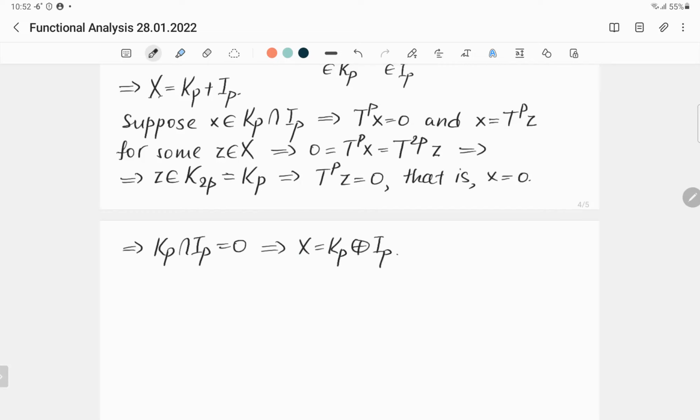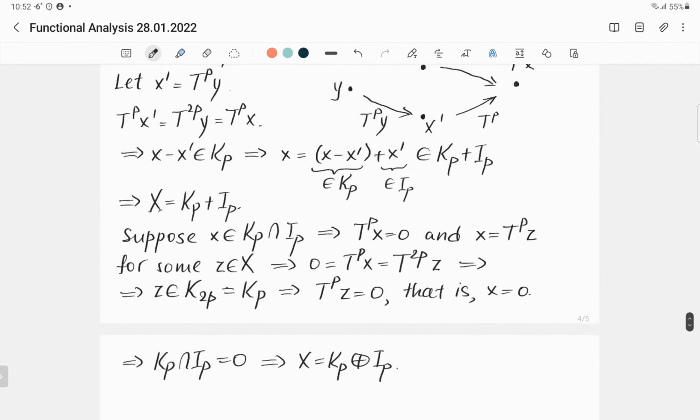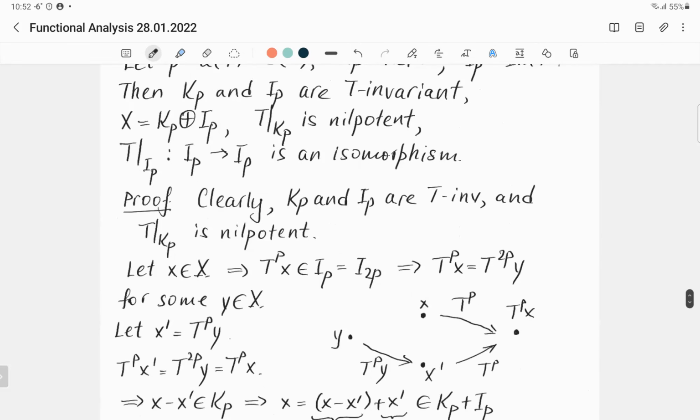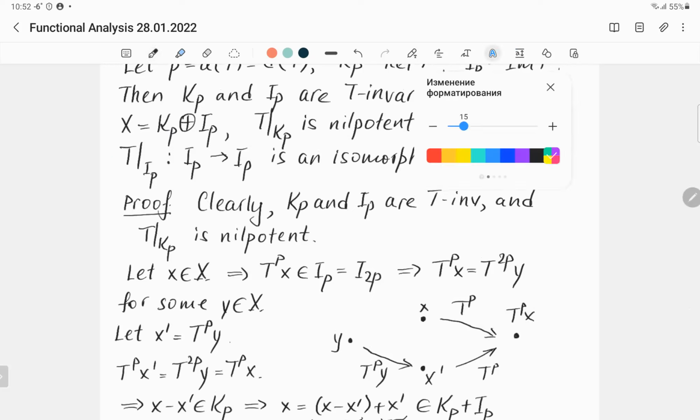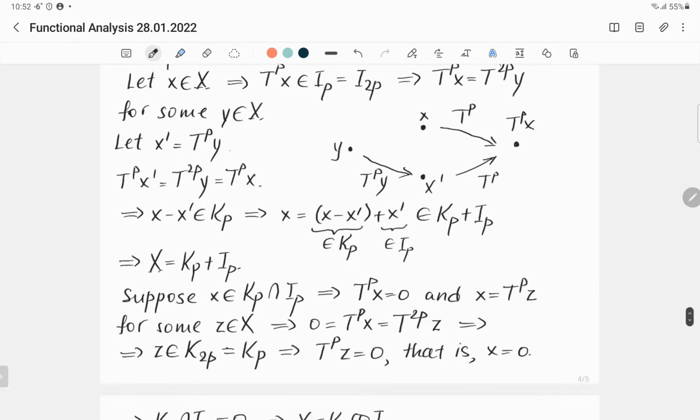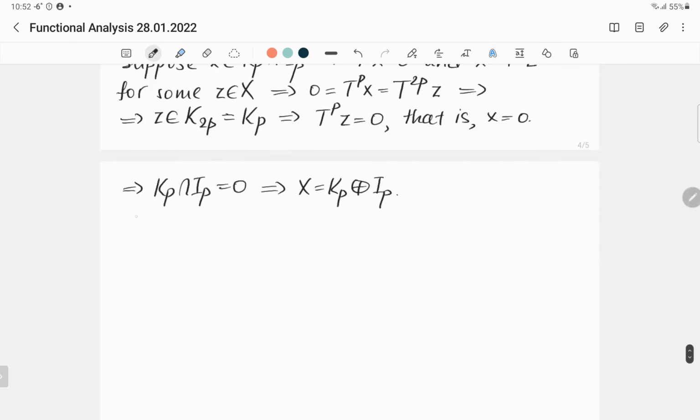Okay, now to complete the proof, let's look at the statement. To complete the proof, we have to show that the restriction of T to Ip is an isomorphism of Ip onto itself. Well, why is it an isomorphism? First of all, by construction, if we apply T to Ip, what we get is exactly Ip plus 1, just by definition. But Ip plus 1 is equal to Ip by assumption.